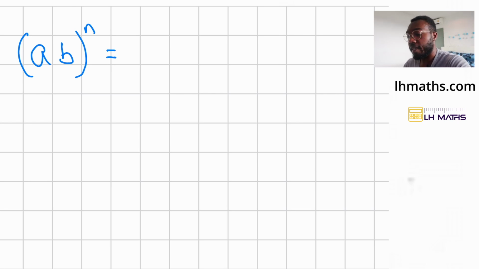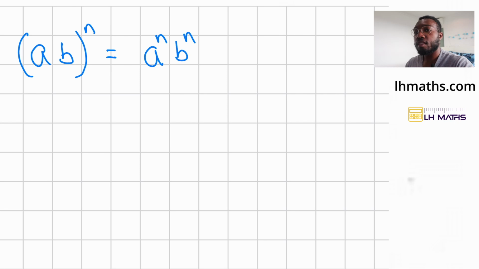The last rule we need to learn is if we have 2 different values and they're all being raised to a power. In this case, we have (a times b) to the power of n, and this would be a^n times b^n.